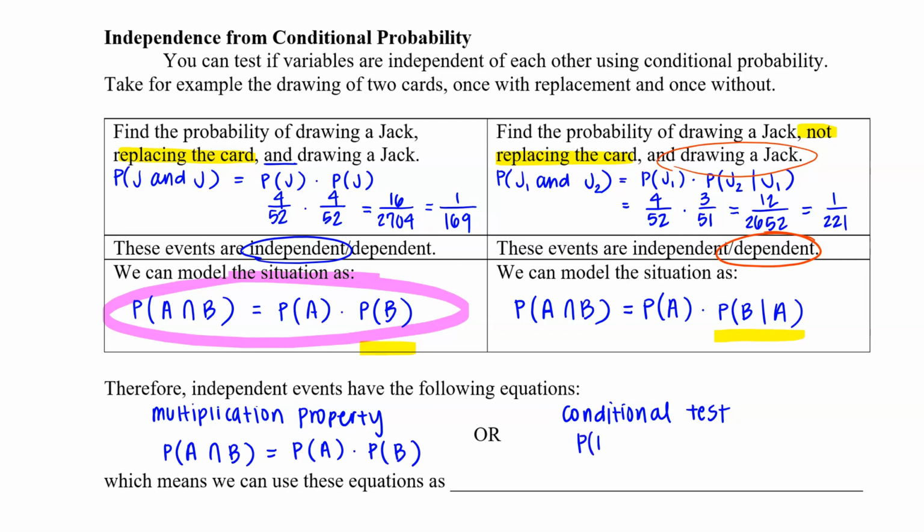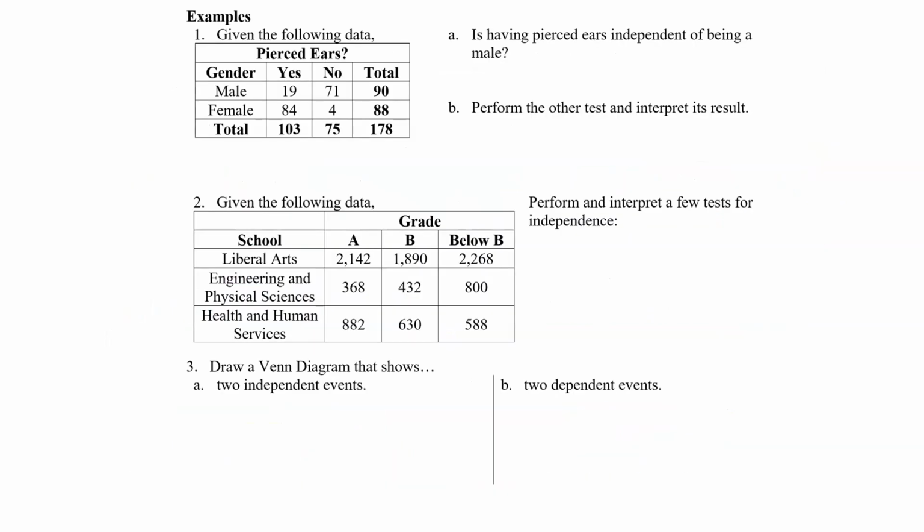The probability of B given A being equal to simply just the probability of B would mean that A and B are independent events. We can use these equations as our tests for independence. We'll go through some examples together.